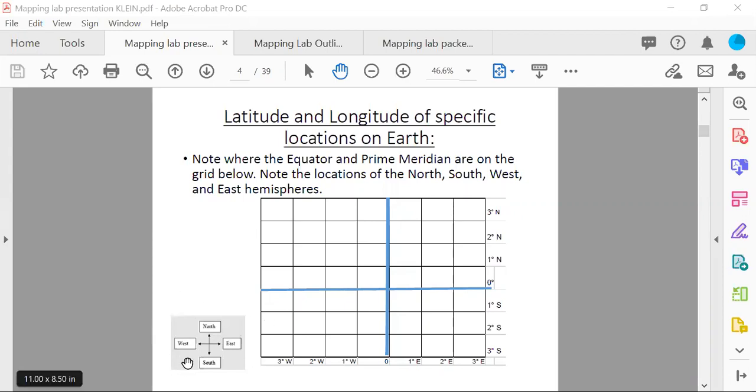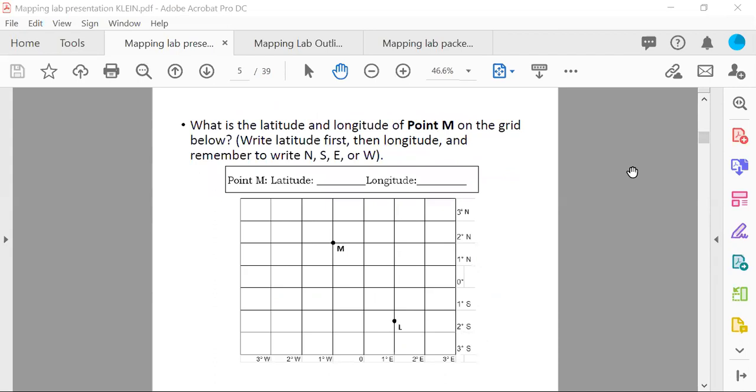And in the bottom left-hand corner of the screen, I have a little compass. It shows up is north, south is down, west goes to the left, and east goes to the right. So for example, what is the latitude and longitude of point M on the grid below? The way that you do this is you have to write latitude first and then longitude. And also remember to write north, south, east, and west.